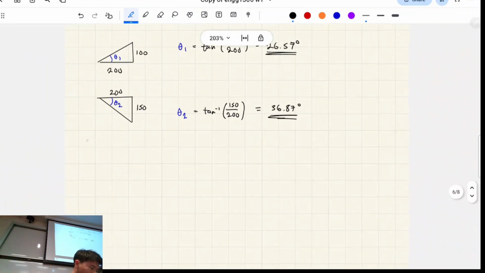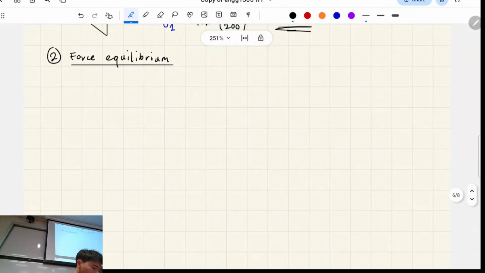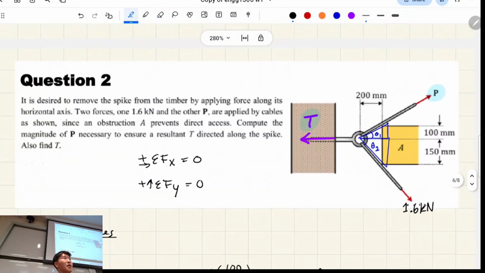Okay, so the next step is we're going to use force equilibrium here. Oh, sorry, spoiler alert. So we know that the sum of the forces will balance out in the horizontal direction and in the vertical direction. However, there's a correct order to do this. You can either take the sum of the forces in the horizontal direction first or vertical direction. So which one would you do? Let's have a think about it.